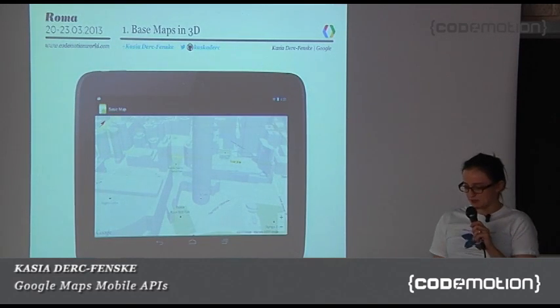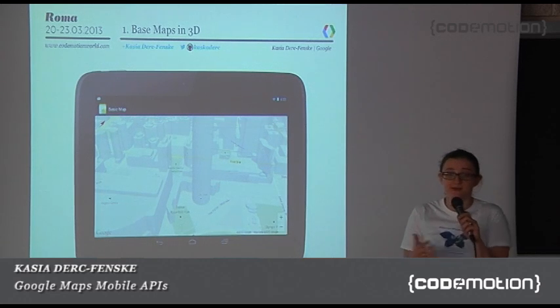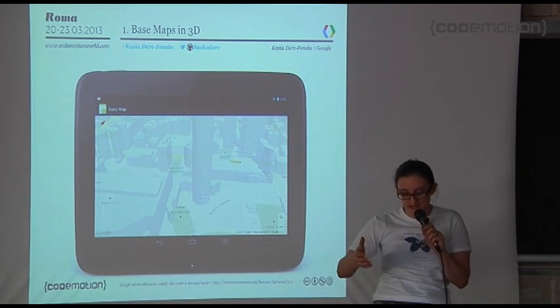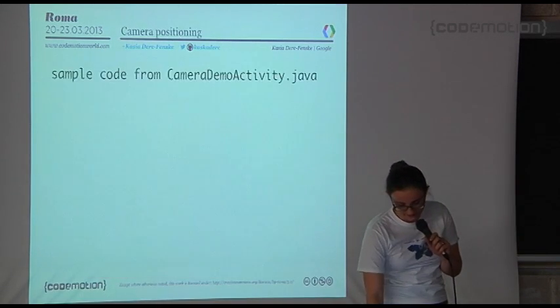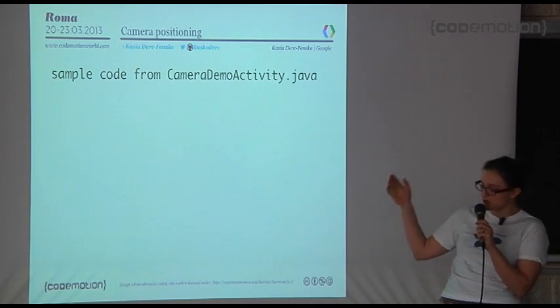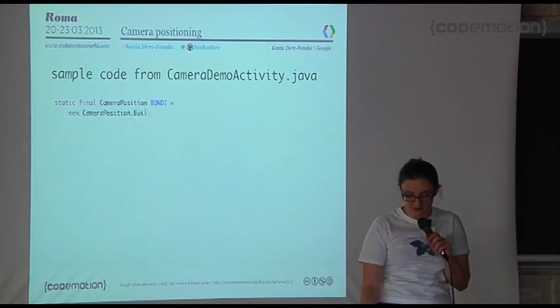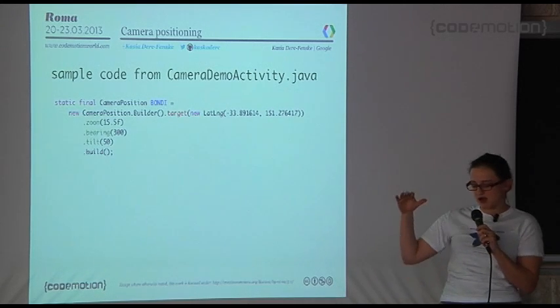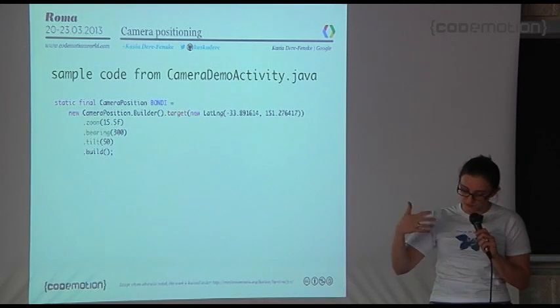So what are the features that we have? We have base maps in 3D. That comes by default. It's awesome. You can tilt, zoom, and you see 3D objects. The demo code that you import has a camera demo activity, which shows you how to manipulate the camera to specify different zoom, bearing, and tilt.